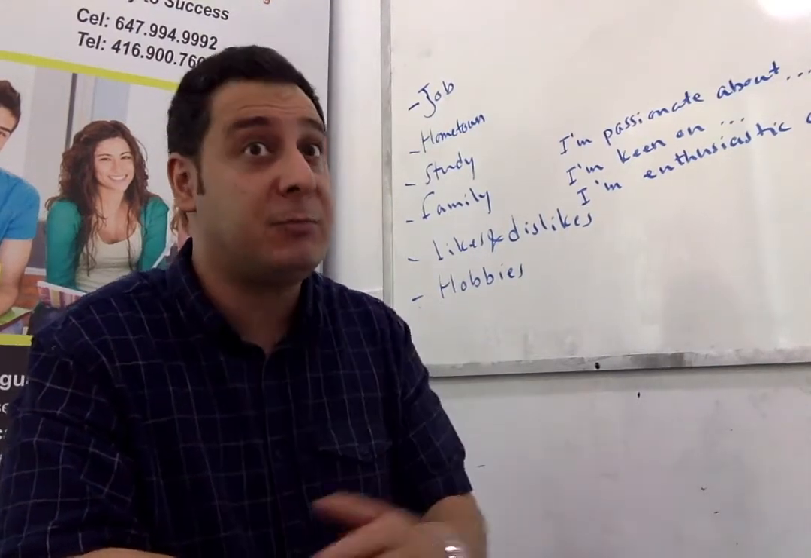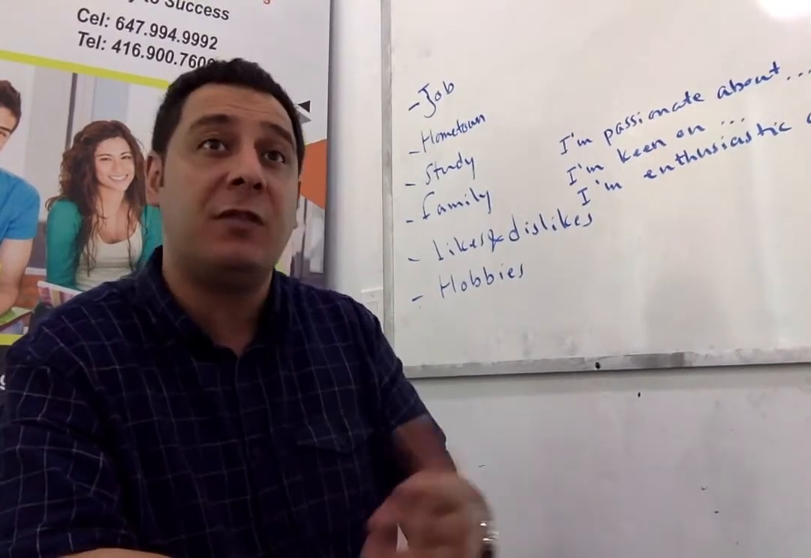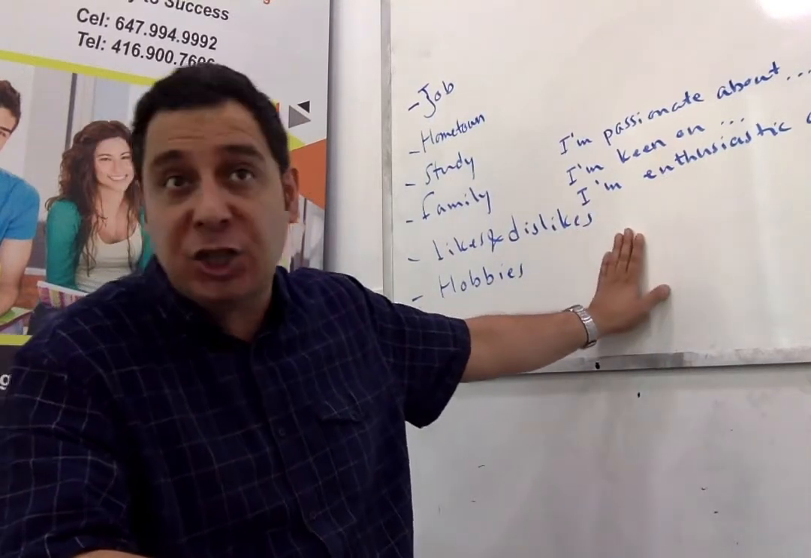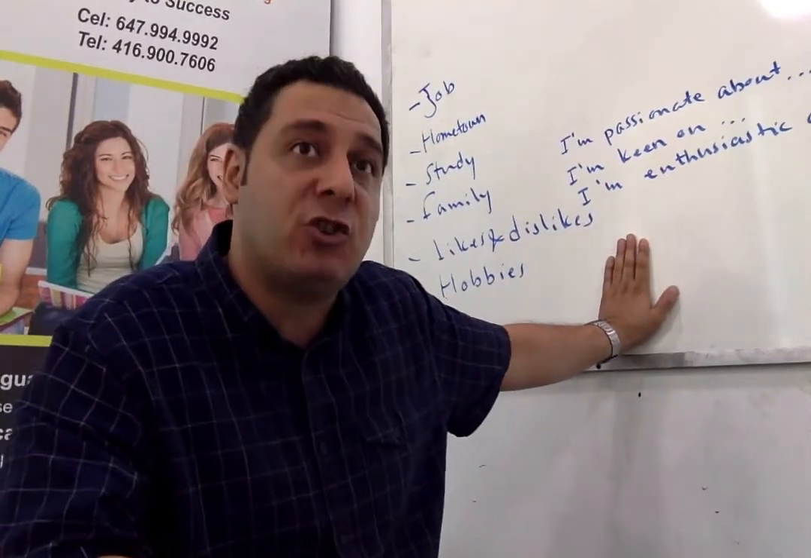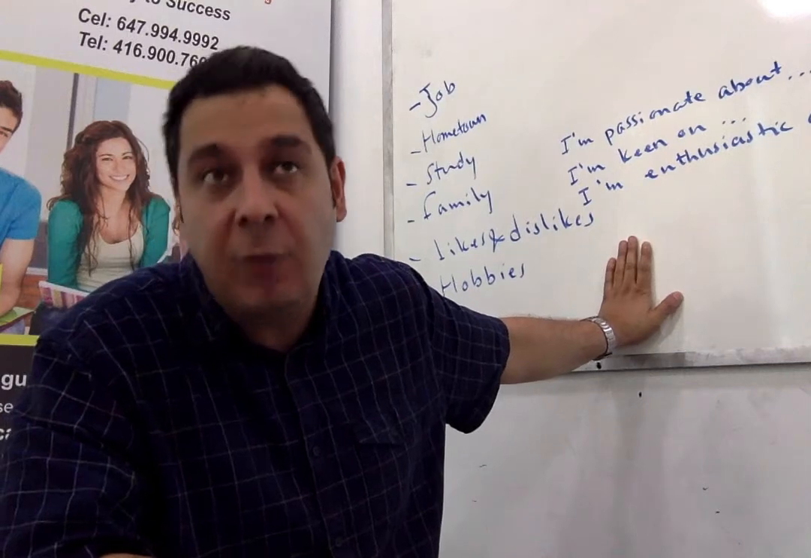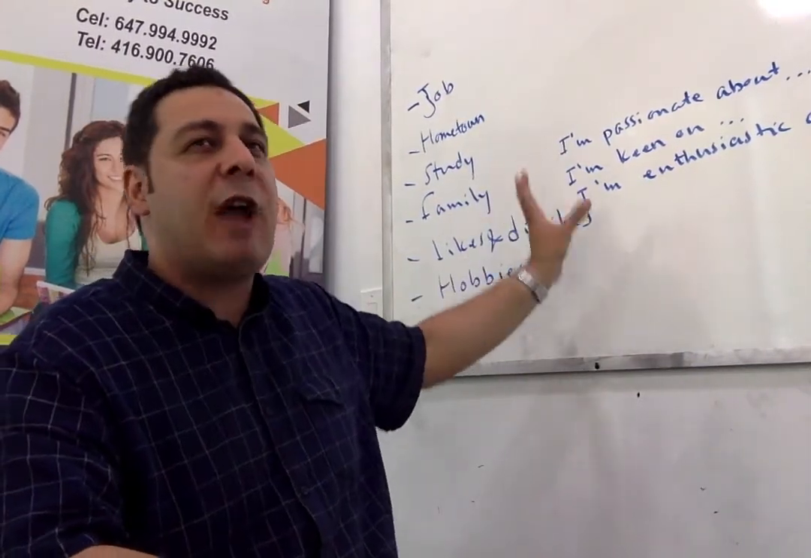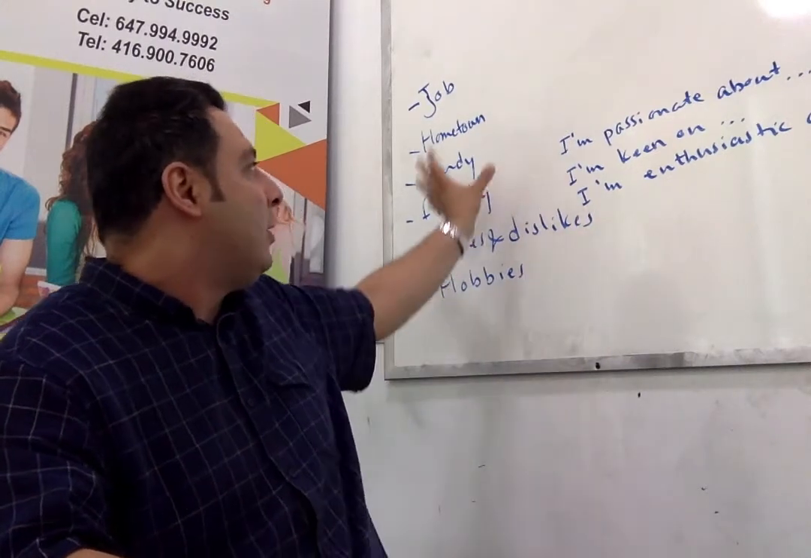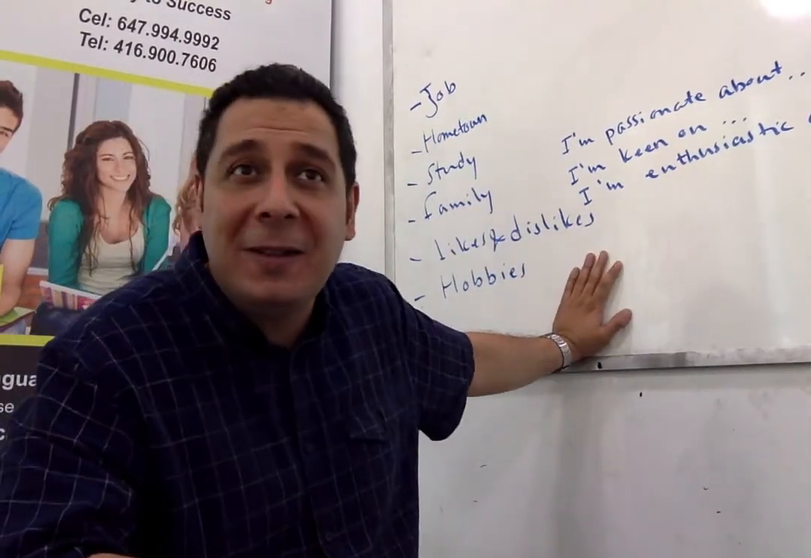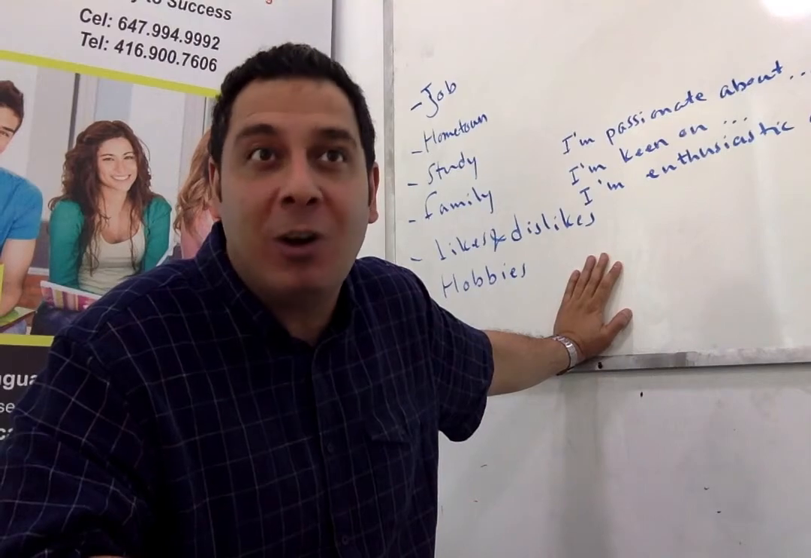And then you're going to negate them or turn them into negative statements by using I'm not passionate about, or I'm not much passionate about, or I'm not interested in, or I'm not keen on. Okay? So these are the key strategies for you to survive and earn a good score for part one.